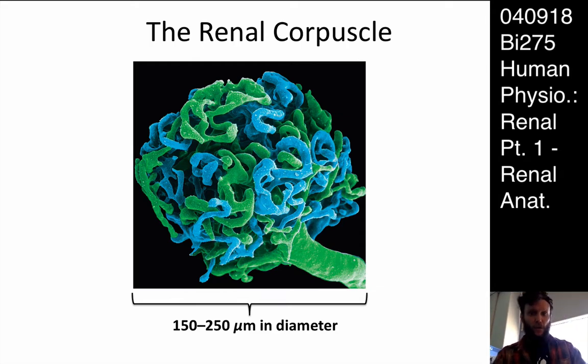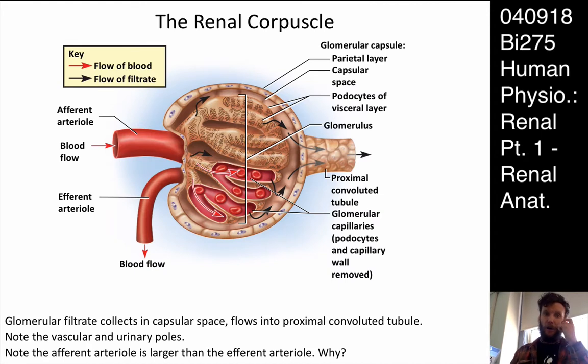Here is a picture of the renal corpuscle. I don't know why it's blue and green, maybe just to highlight different portions of it. But anyways, what you see here is the afferent arteriole entering into this glomerulus, this tangle of capillaries. And the size of one of these things is anywhere from 150 to 250 microns in diameter. Pretty small thing. Here's a cartoon of it. So we see that the afferent arteriole brings blood in, goes into this knot of capillaries, and the blood then emerges from the efferent arteriole.